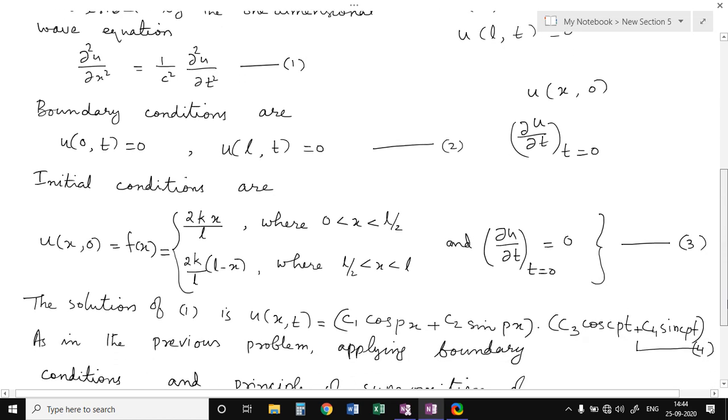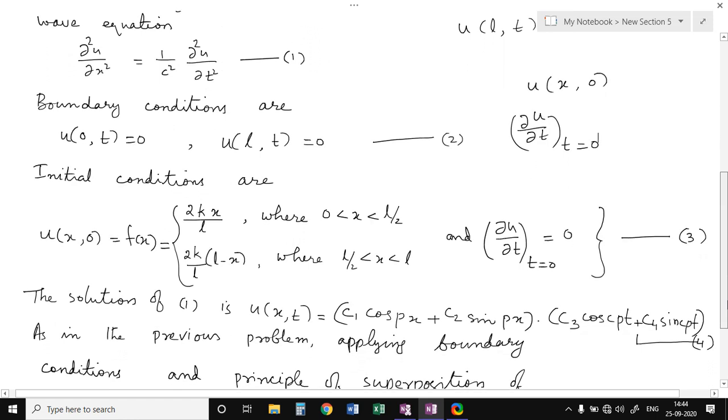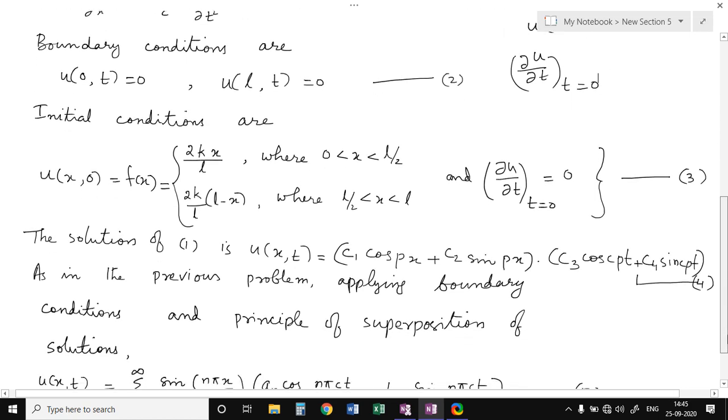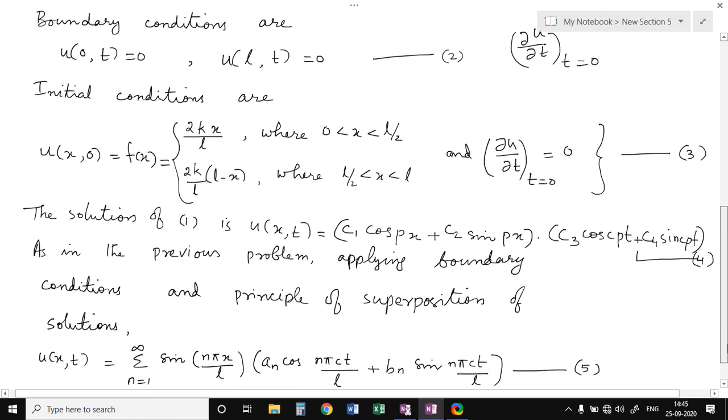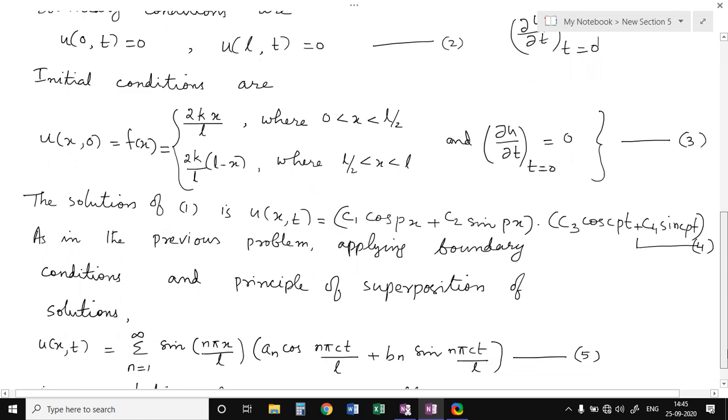Now we know the solution of the one-dimensional wave equation: u(x,t) = (c1 cos px + c2 sin px)(c3 cos cpt + c4 sin cpt). Our aim is to find c1, c2, c3, c4, the constants for this particular problem. In the previous problem I explained how to apply the boundary conditions. Here also the boundary conditions are the same.